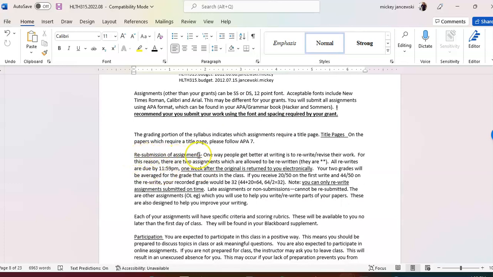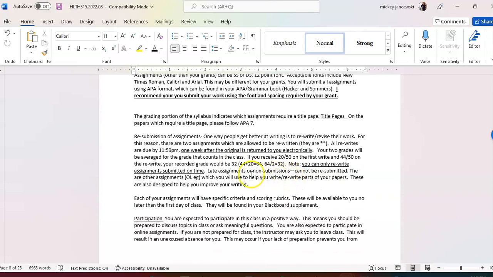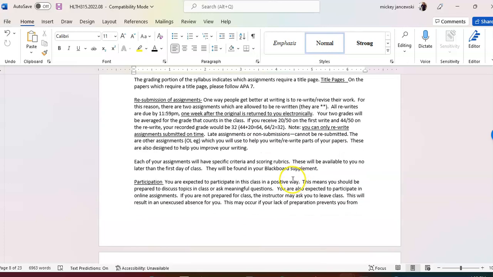There are 2 assignments that you're allowed to resubmit. They're the first 2 big writing assignments, and you're allowed to submit them 1 week after the original is returned to you. That way, if different people get their papers back on different days, it's based on the day that you receive your paper back. And you will get an average of your first and second submission. Note that late assignments or non-submissions cannot be resubmitted.